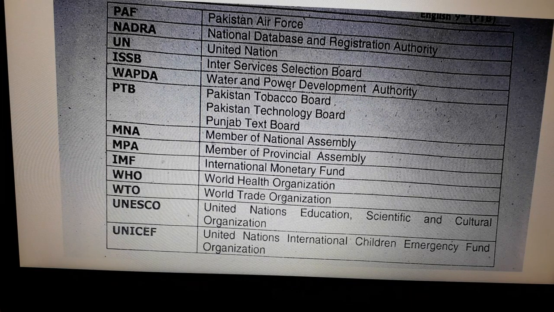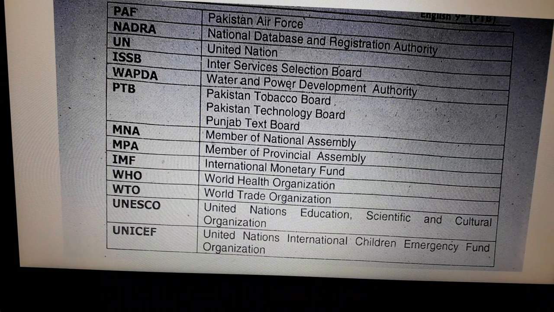ISSB, Inter-Services Selection Board. In the Army, in Air Force, in Navy, when you apply for an officer job, you have to go through the ISSB exams. This is very important for the students who want to join the armed forces. You want to become pilots, the doctors in the army, or the fighters, or they want to protect their country. They should know this is the exam of ISSB. After metric and intermediate, they go for these exams. WAPDA, Water and Power Development Authority.